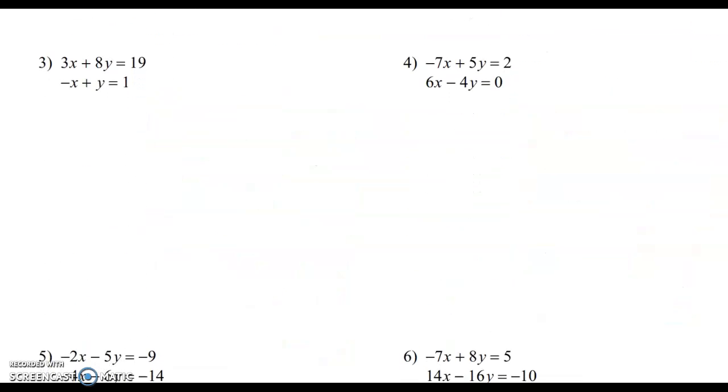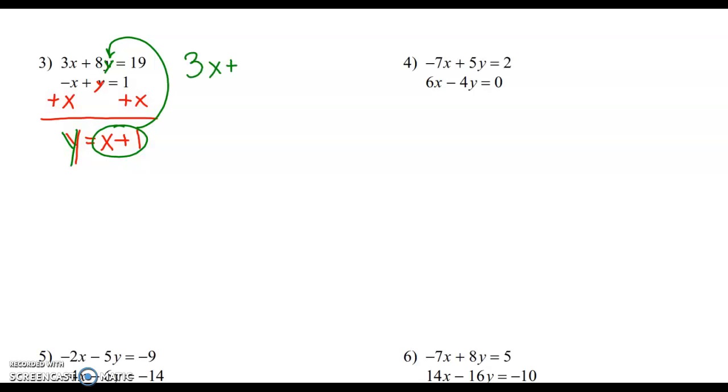All right, number 3, we still have an equation, the bottom one, where the coefficient of y is 1. So to get y alone, to move a negative x, we would add x. So we have y equals x plus 1. Now that we know that y is alone, we would substitute y in the top equation with what y is equal to, x plus 1. So we have 3x plus 8 times x plus 1 equals 19.